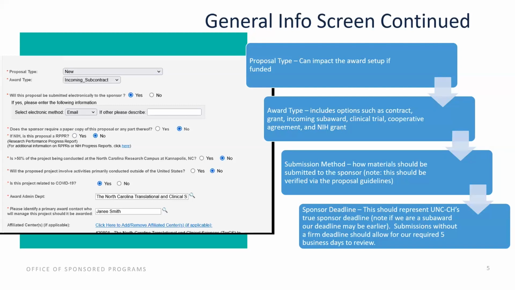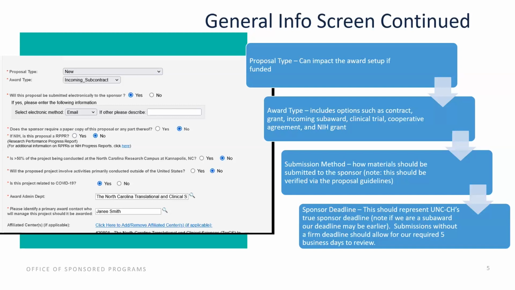So that can be changed on the back end, but if we can get it right on the front end, it always helps. In the cases where, for example, I explained to you, where we're not the prime, we're a subrecipient, we would want to identify that as an incoming subcontract.